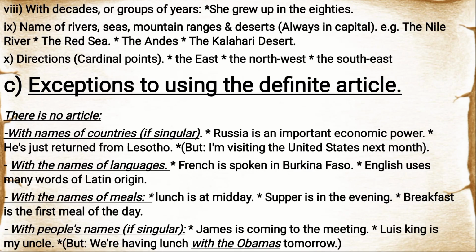C. Exceptions to using the definite article. There is no article with names of countries, if singular. Examples: Russia is an important economic power. He's just returned from Lesotho. But: I'm visiting the United States next month.